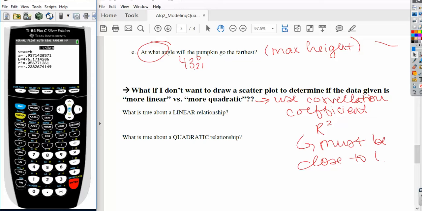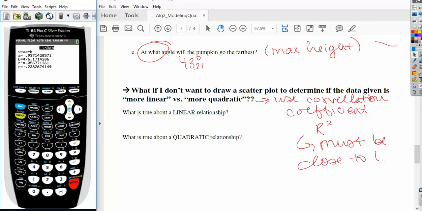Okay? So, looking at these two questions, I want you to try to answer them. What is true about a linear relationship and what is true about a quadratic relationship? When you finish, unpause it and I will go over it.